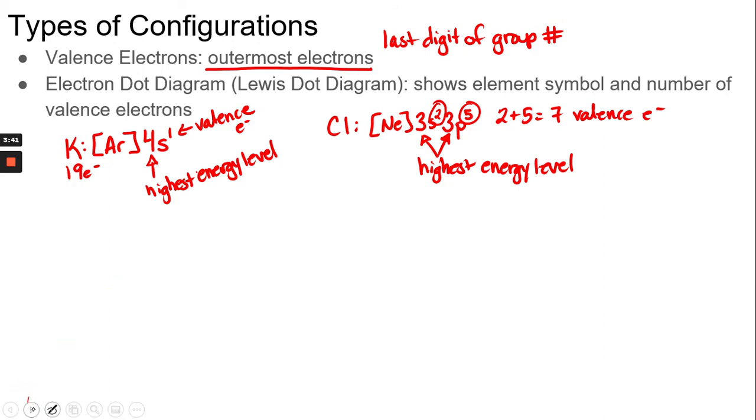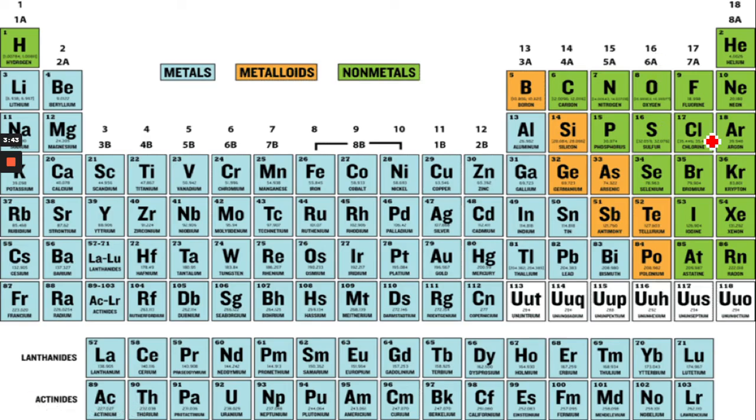Okay, so if we were to look at the periodic table and look at chlorine, chlorine being right here is in group 17, and so it has 7 valence electrons. We also did potassium. Potassium is way over here. It's in group 1, so it has 1 valence electron.